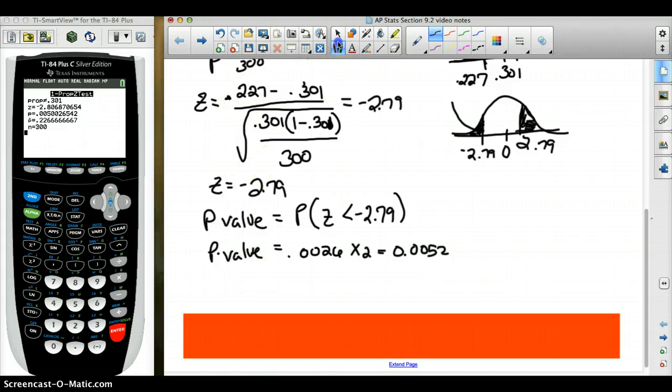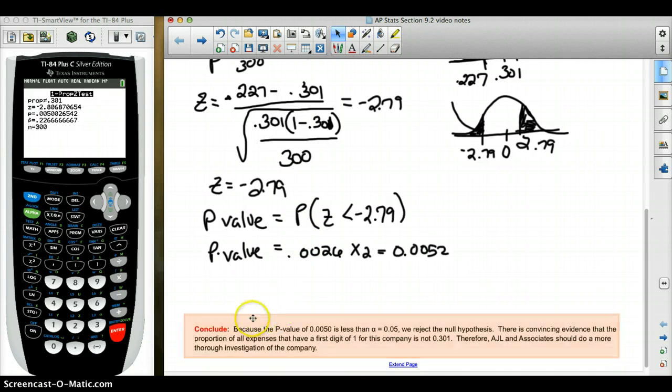So your last piece then is to do your conclusion. Remember, you compare the p-value to your alpha value of 0.05. Even though the alpha value is not necessarily given in the problem, we always end up using 0.05. So because the p-value of 0.005 or 0.0052 when doing it by hand is less than the alpha value, we reject the null hypothesis. There is convincing evidence that the proportion of all expenses that have a first digit of 1 for this company is not 0.301.